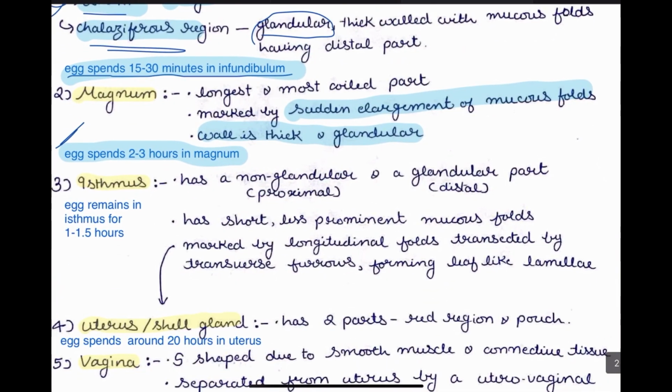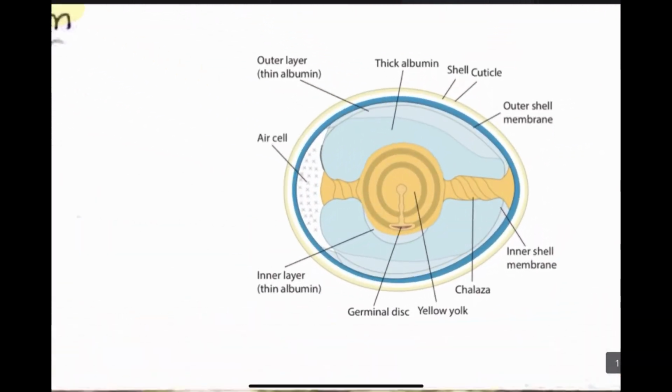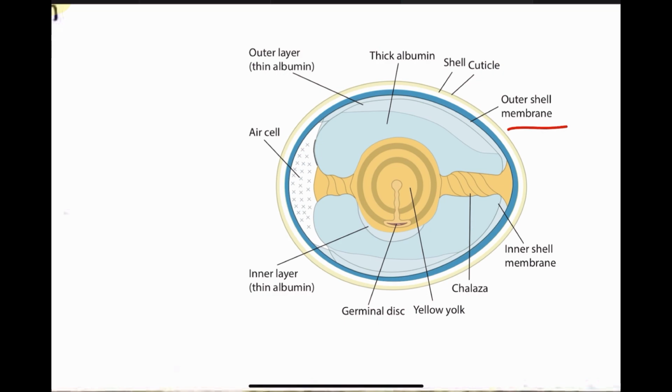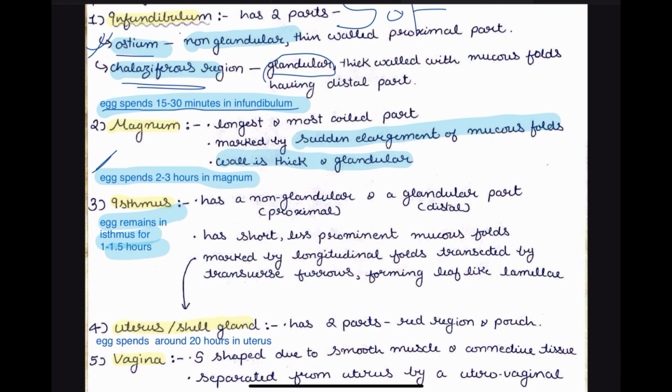Then there's the isthmus. Just like the infundibulum, the isthmus has two parts: non-glandular and glandular. In the glandular part, there's deposition of thin albumin. Other than that, there's addition of extra proteins in the albumin, plus there's addition of the outer and inner shell membrane. This is also very, very important. These shell membranes are found in the isthmus region of the oviduct. The egg remains in the isthmus for 1 to 1.5 hours. It has short, less prominent mucous folds.